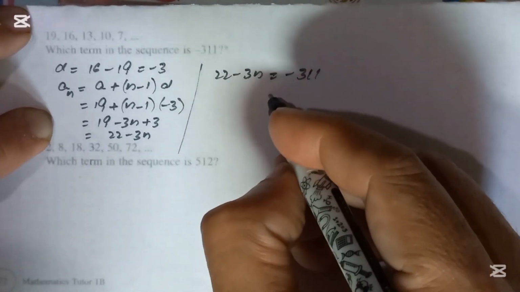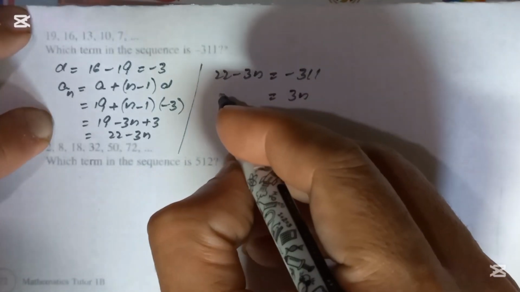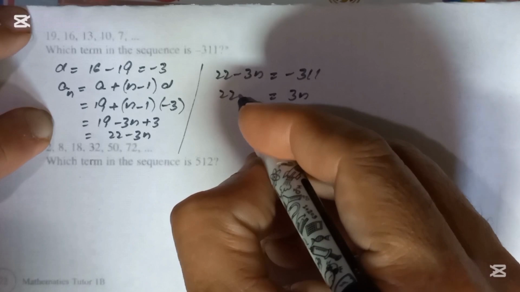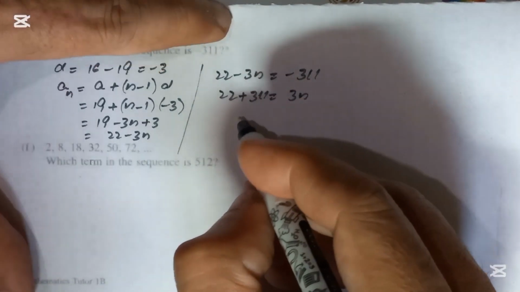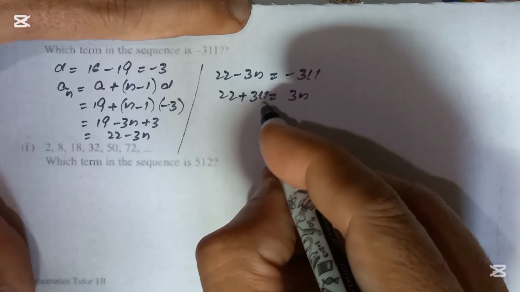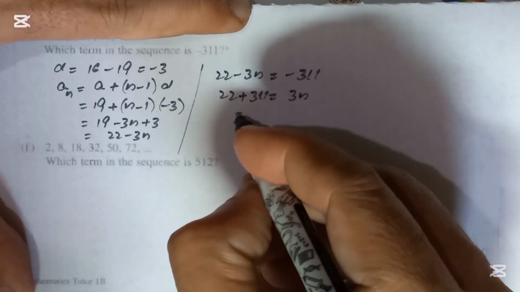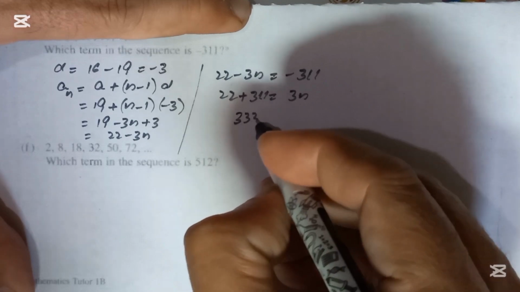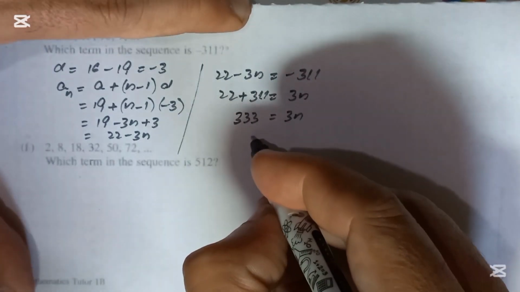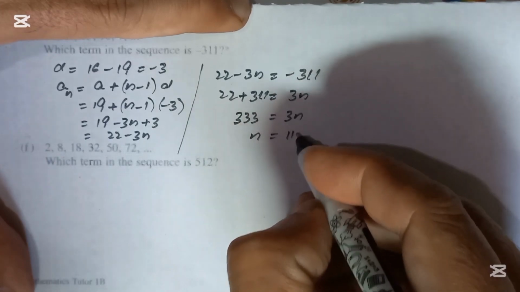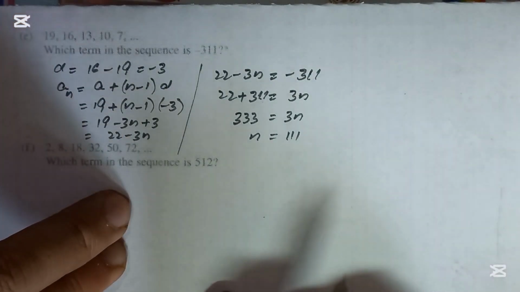So shift the values: 3n will go to the right side, and this minus 311 will come to the left side. So 22 plus 311 is 333, which will be equal to 3n, and n will be equal to 111. So this is the number of the term that is minus 311.